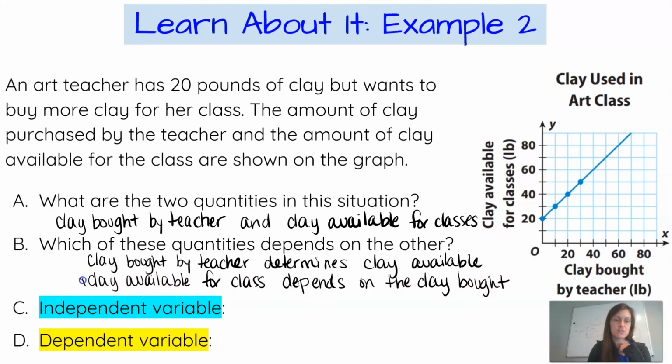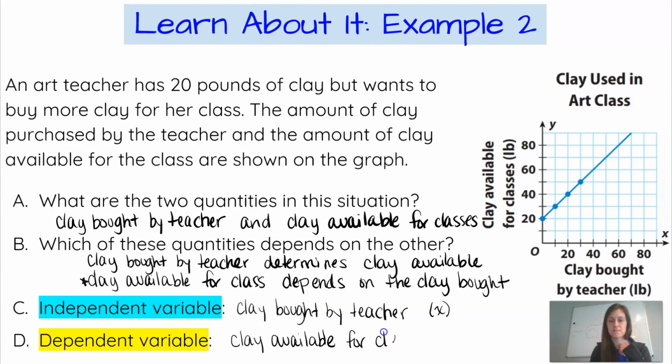And this second sentence right here is the sentence that I'll use to help us identify the independent variable and the dependent variable. The independent variable is the clay bought by the teacher. Also notice that this is the quantity on the x-axis. And the dependent variable is the clay available for classes. And this is the quantity that's represented on the y-axis.